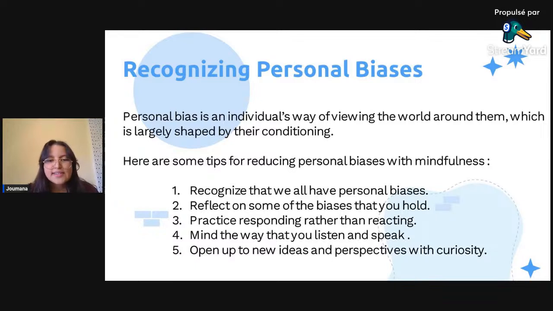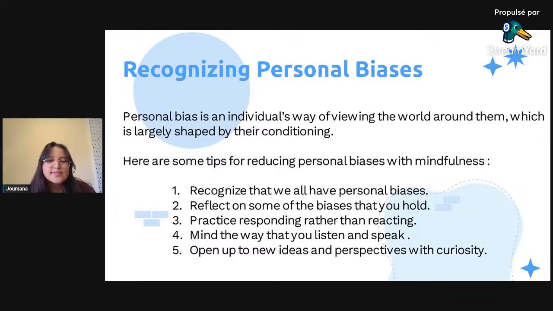Personal bias is an individual's way of viewing the world around them, which is largely shaped by their conditioning. It can lead to discrimination, poor decision making, and unrealistic or negative perspectives, among other things. Mindfulness can help reduce biases by bringing awareness to the way we think and make decisions. I will be sharing with you some steps to reduce personal biases with mindfulness.